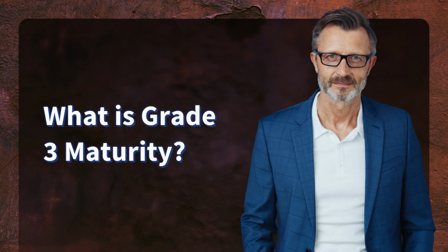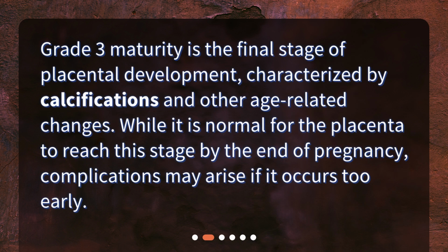What is grade 3 maturity? Grade 3 maturity is the final stage of placental development, characterized by calcifications and other age-related changes. While it is normal for the placenta to reach this stage by the end of pregnancy, complications may arise if it occurs too early.